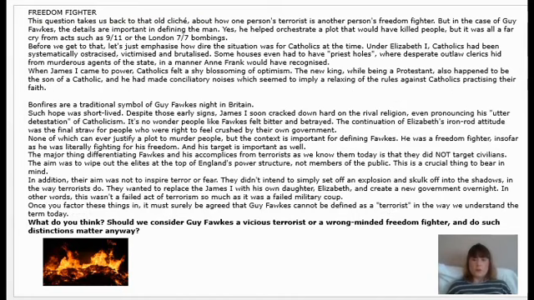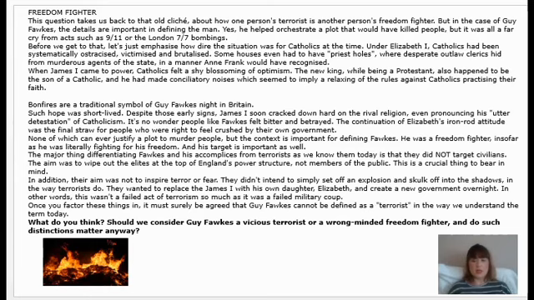Freedom fighter. So this question takes us back to that old cliche about how one person's terrorist is another person's freedom fighter. But in the case of Guy Fawkes, the details are important in defining the man. Yes, he helped orchestrate a plot that would have killed people, but it was all a far cry from acts such as 9/11 or the London 7/7 bombings.